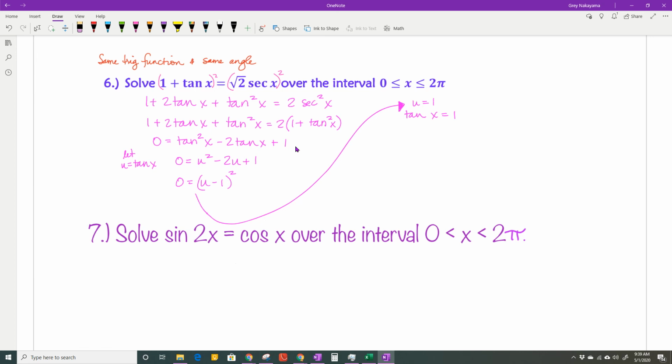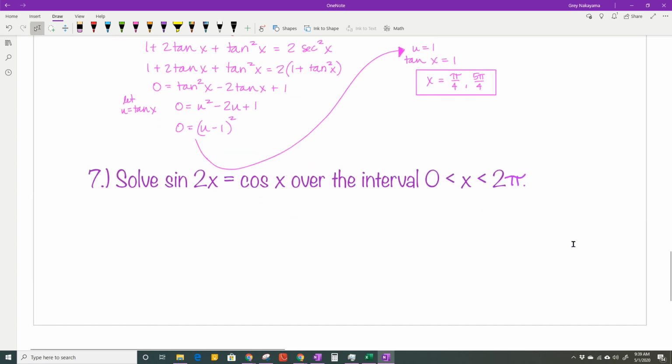And where's the tangent equal to 1? Over the interval. So again, go back and look up here. If I'm supposed to be in radians or degrees, and I'm supposed to be in radians, I only need to give those between 0 and 2 pi. So my answer is pi over 4 and 5 pi over 4. In the first and the third quadrant is where the tangent's positive.